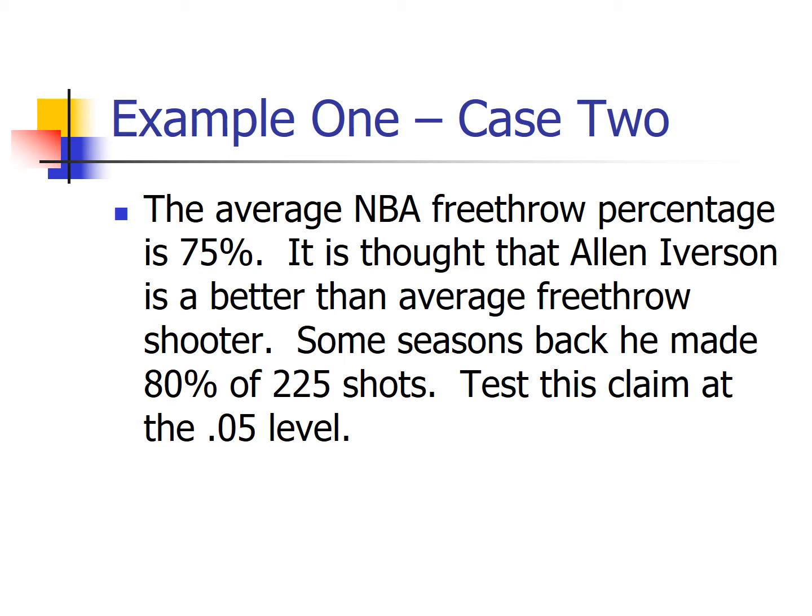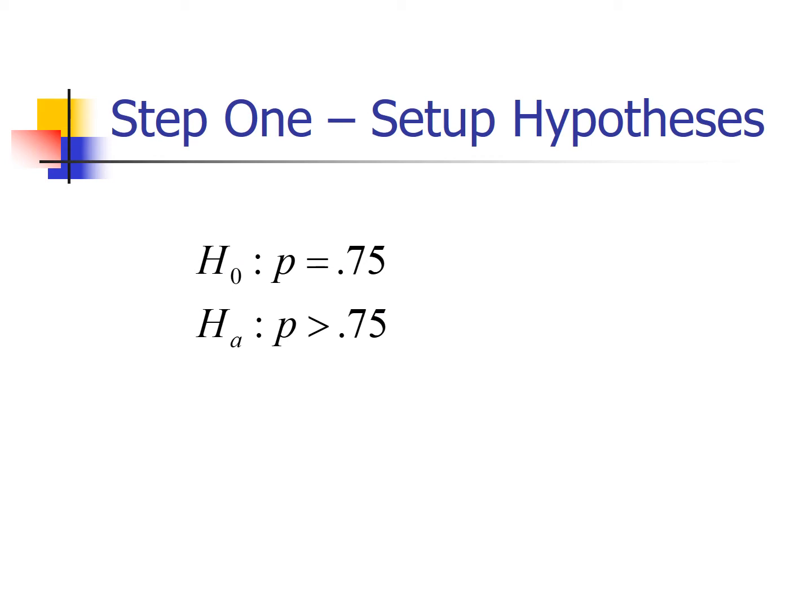It's thought that AI is better than average. So our alternative hypothesis is going to be that P, the probability he makes a free throw shot, P, his probability, is greater than 0.75. And sure enough, here it is, our null and our alternative hypothesis. And just like before, the null hypothesis is always a statement of equality. In this case, we're saying that P, the probability that he makes a successful free throw, is 75%.